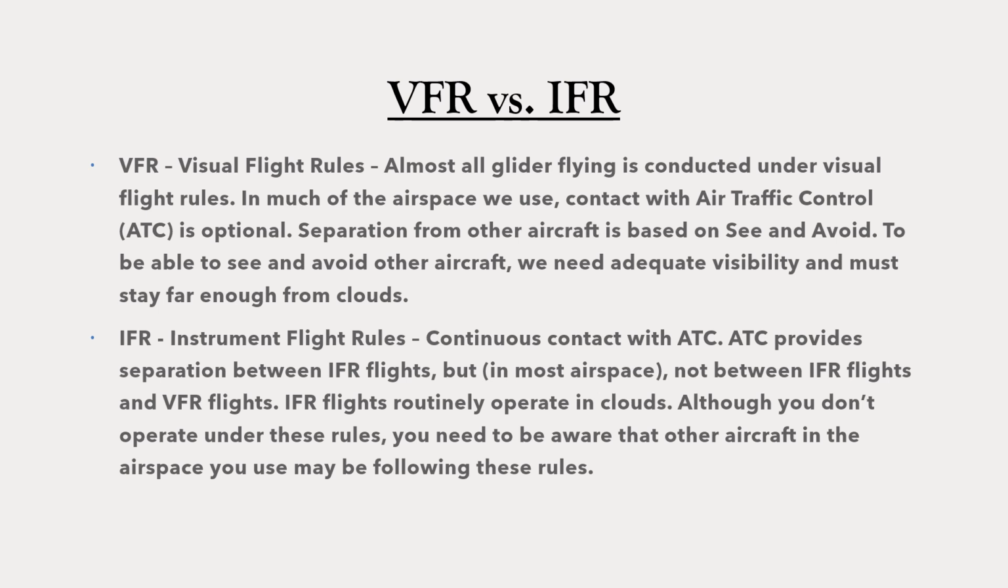So there are two different sets of flight rules that are used by aircraft in the airspace system. Glider flying is conducted under visual flight rules. In most of the airspace that we use, under visual flight rules it's not required to be in contact with any air traffic control facility. And very frequently we aren't.